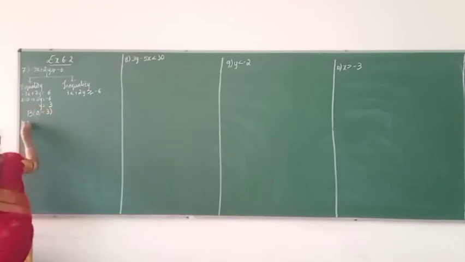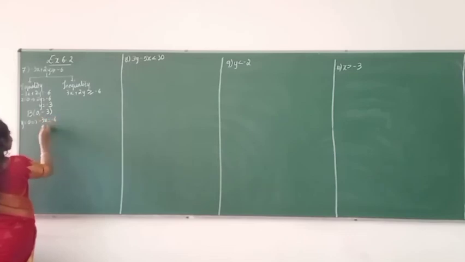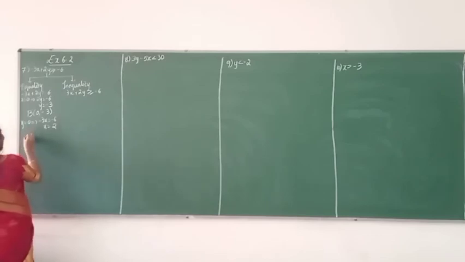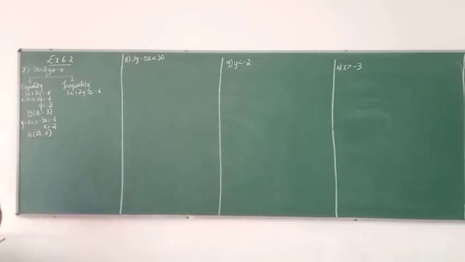Now next, when y is equal to 0, this whole term will become 0. So minus 3x is equal to minus 6. Therefore x is equal to minus 6 by minus 3, so I will be getting 3 2s are 6, and minus and minus get cancelled. So here I am having A point as 2 comma 0. Is it clear?